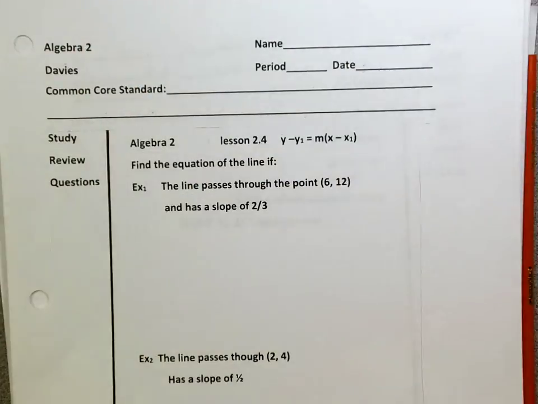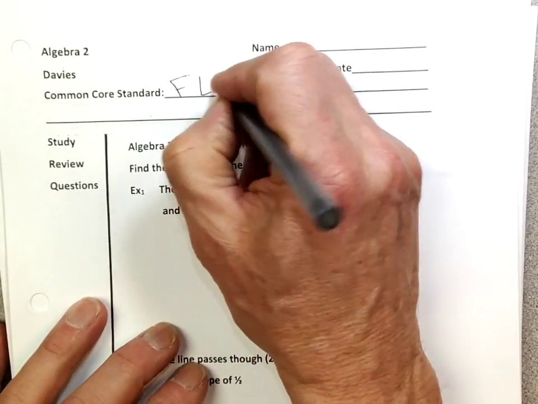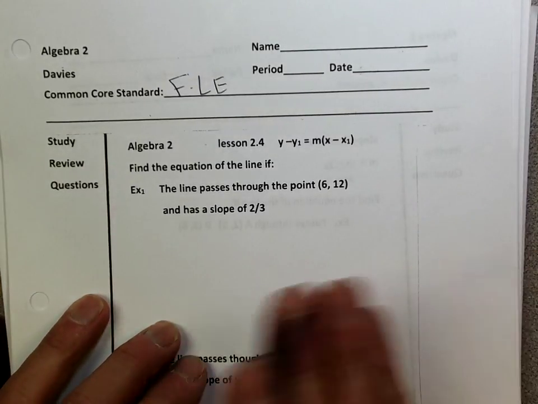Recording. So here we go. First of all, let's talk about the Common Core because this does have a Common Core. It's F for functions and LE for linear functions, okay? And that's what we're doing: linear functions, straight lines.